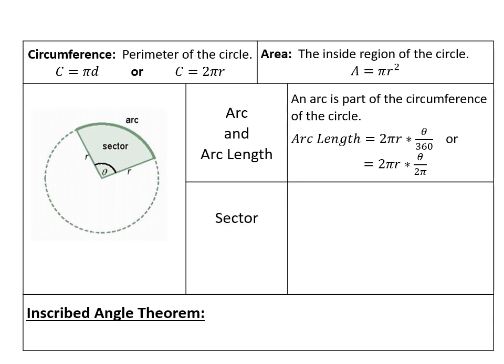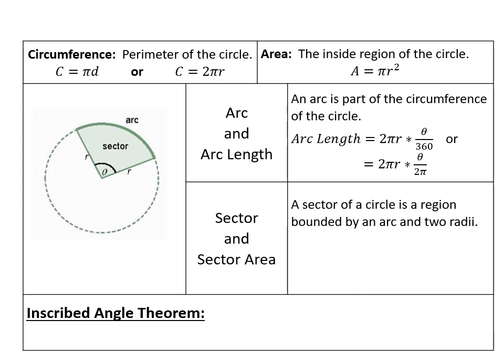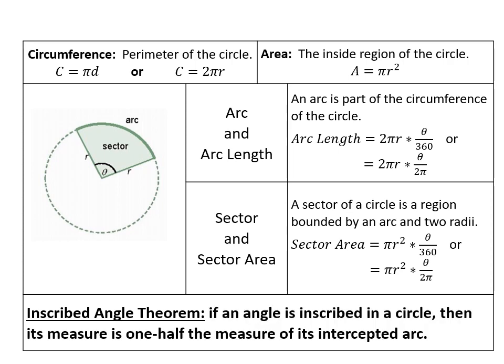You can also do a sector. That's the pie piece. The sector is a region bounded by an arc and two radii. And the area of the sector is the area inside. Again, you just take the area of the circle times the fraction of the circle that you want. We've got two different formulas for that. And again, an inscribed angle is one half the measure of its intercepted arc. That also means it's half of the central angle that intercepts the same arc.